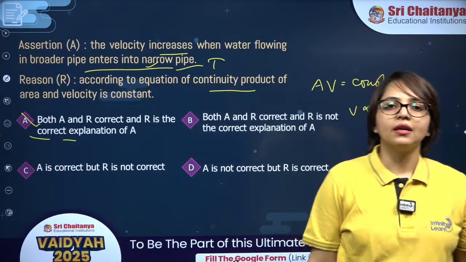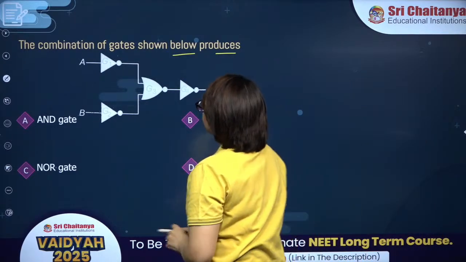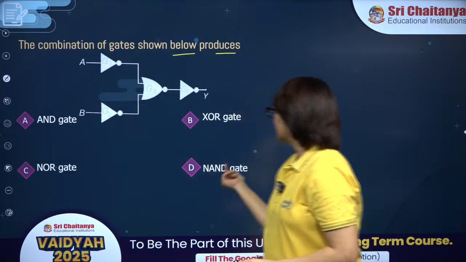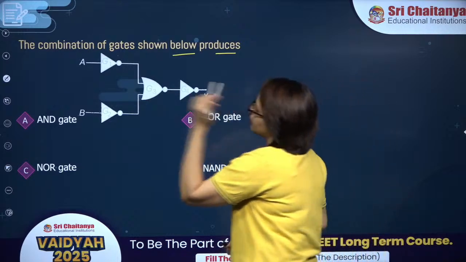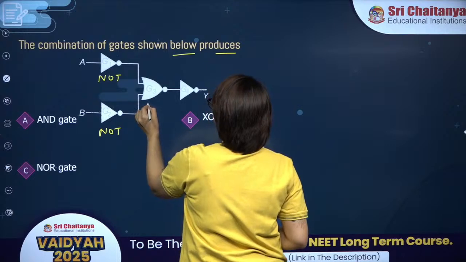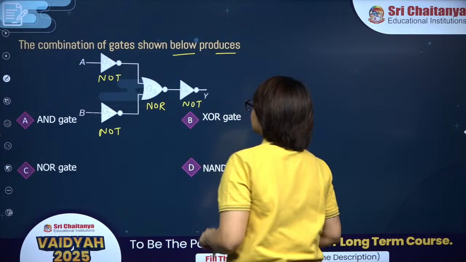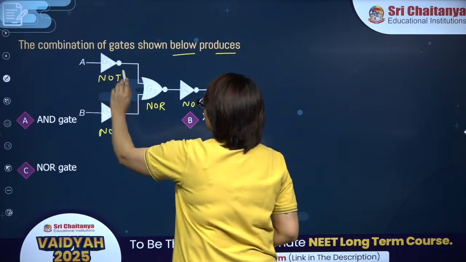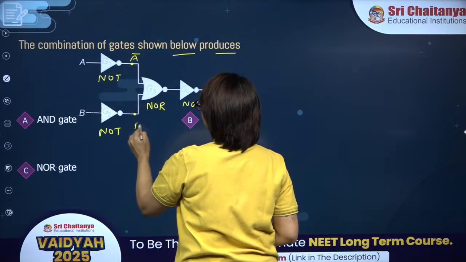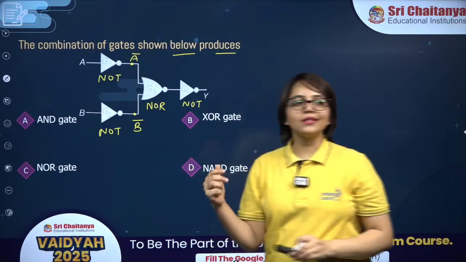Good job everyone. Chaliye, let's move on to this one. The combination of gates shown below produces. So this combination of 4 gates is equivalent to what? AND, XOR, NOR and NAND. Alright. So this is a NOT gate. This is another NOT gate. This is your NOR gate and this is another NOT gate. So if A is passing through NOT, it will become A bar, and B passing through NOT will become B bar. Now A bar and B bar are the inputs to this NOR gate.